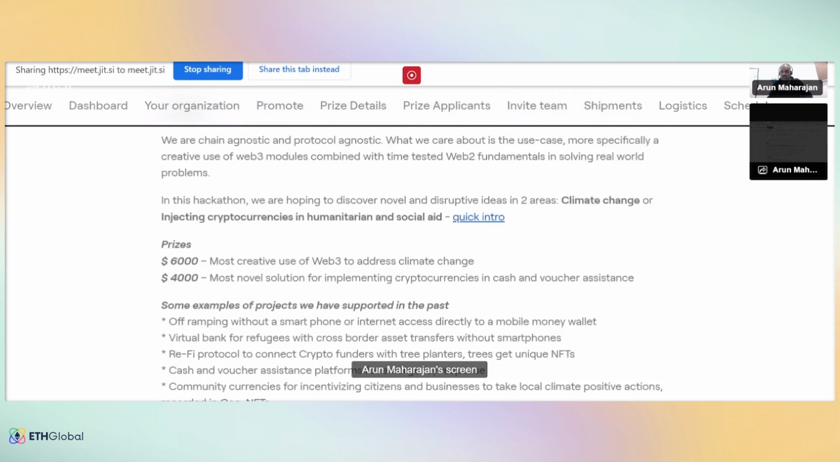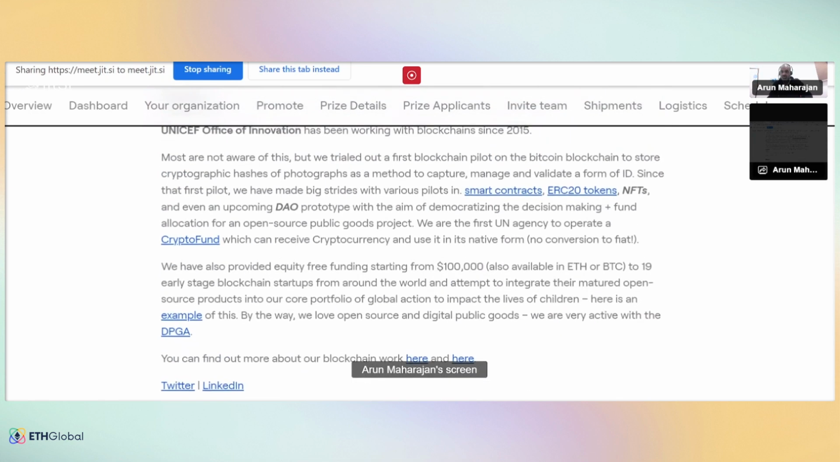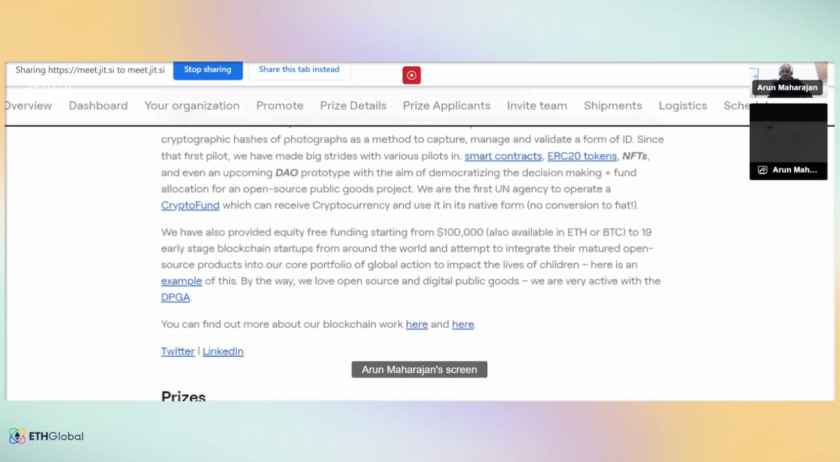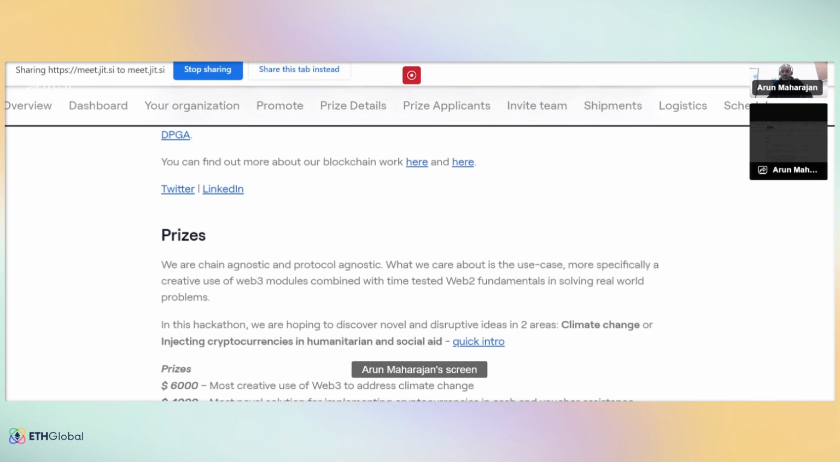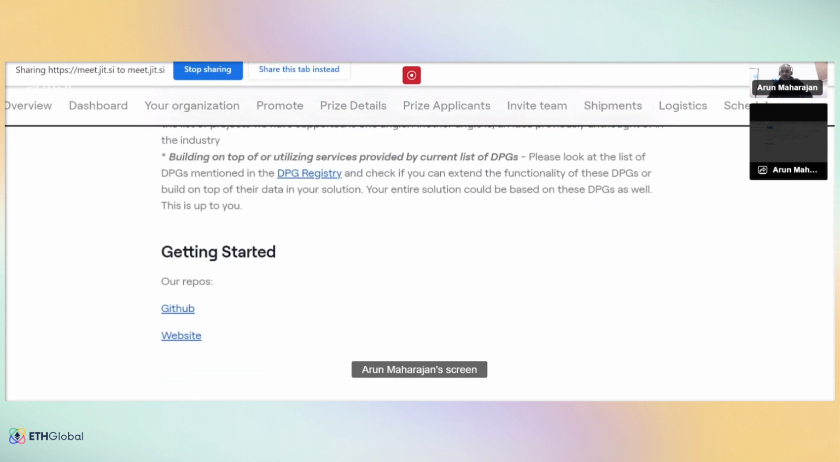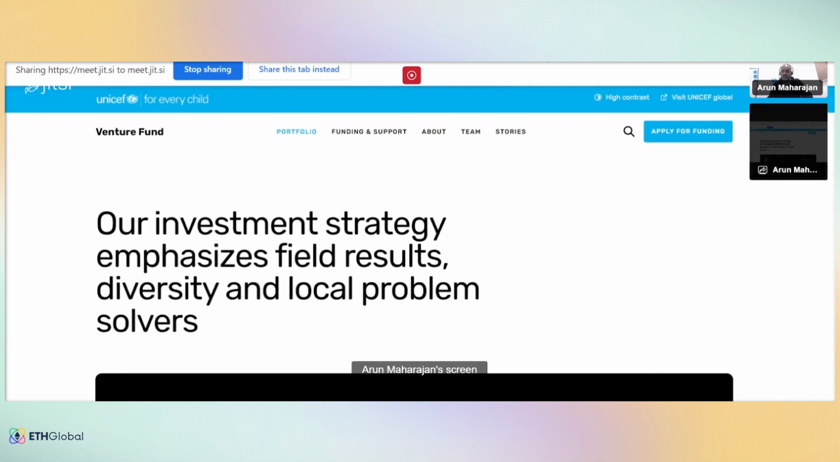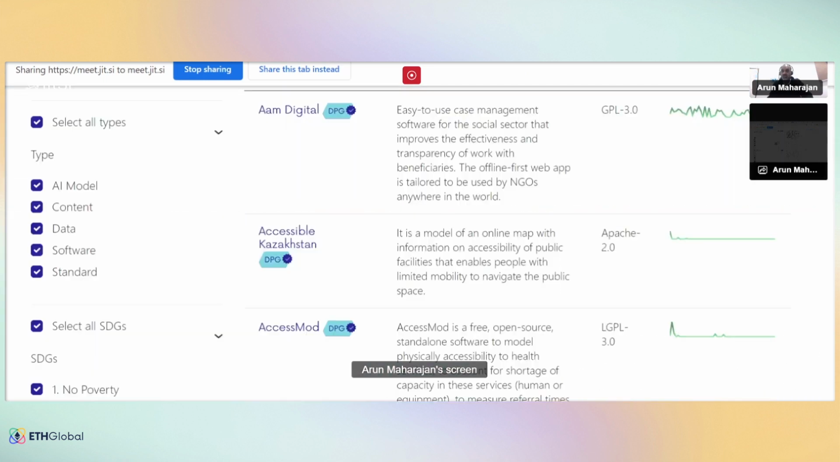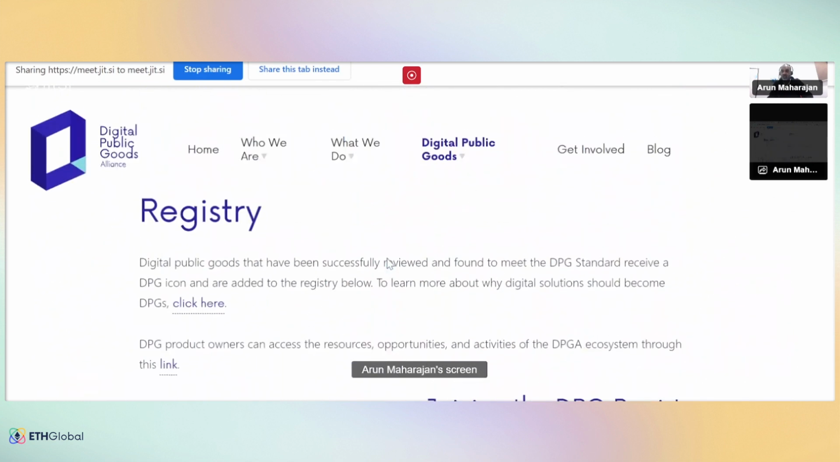So that's about it. I hope this gives a good overview. I would highly recommend reading through some of our links to inform yourself of what we do, especially the UNICEF Venture Fund website, and of course the website of the Office of Innovation, and the DPGA website as well.